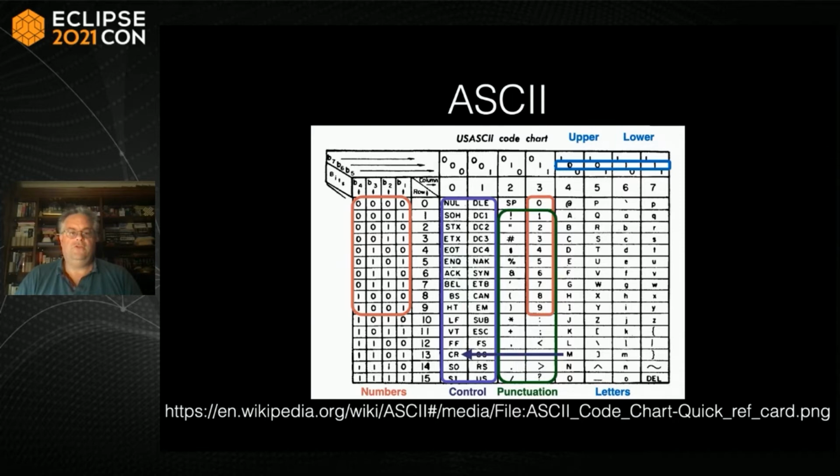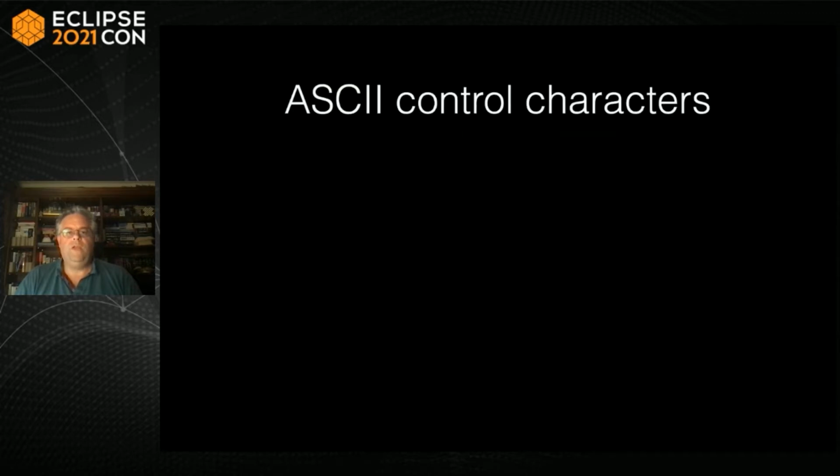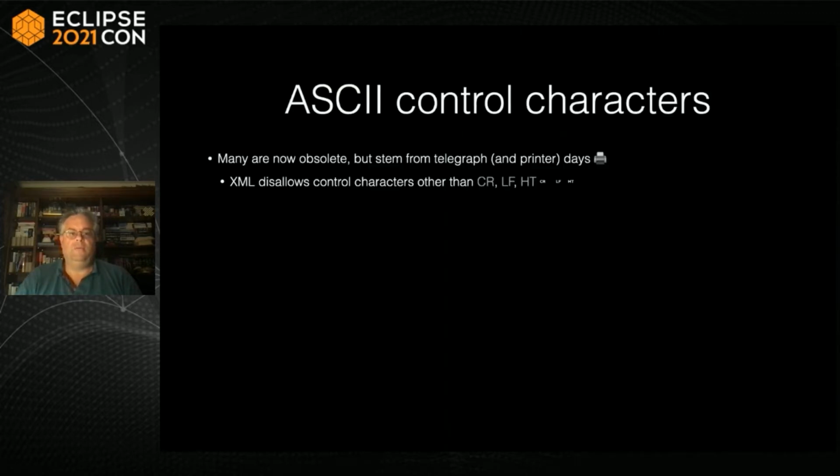For example, Control M maps to carriage return, Control I maps to horizontal tab, and Control G maps to bell. In fact, the control bit is the top bit inside the sequence. So you can have things like Control W, Control R, and so on, and they all map to the corresponding controls inside there. Now, many of these control characters are obsolete, but they stem from telegraph and teleprinter days.